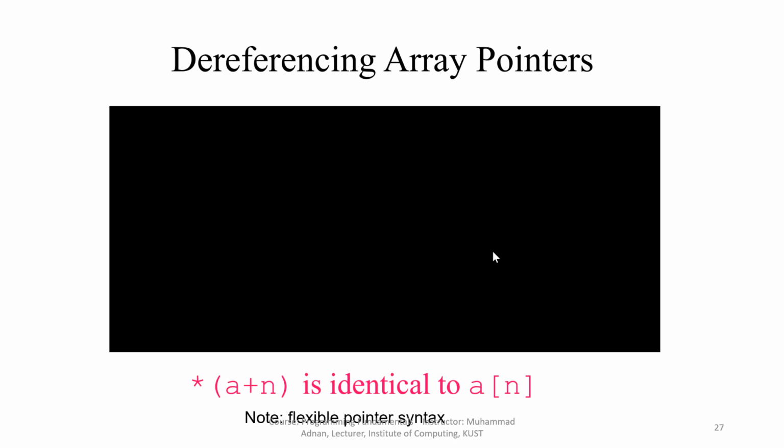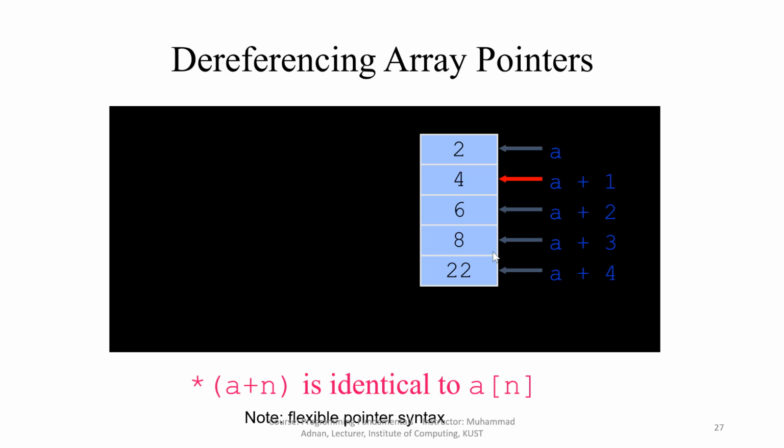Okay, dereferencing array pointers. Just as we dereference variables or pointers, we can also dereference array pointers. So just as we discussed, a is holding the address of the first element, a plus 1 means now a is holding the address of the second element. Similarly, a plus 2 means it is 2 positions offset from the baseline.